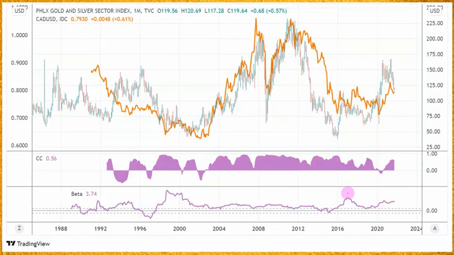What about the Canadian dollar, which is another commodity currency, as they say? Again, pretty similar to the Australian dollar, both in terms of the correlation coefficient being quite strongly positive most of the time, and the beta being around 2 on average.